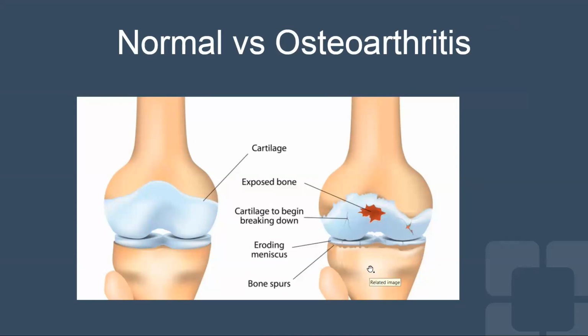Okay, so this is just a normal versus an osteoarthritic knee. On the right side, you can see this cartilage breakdown, and when this breaks down, along with that eroding meniscus, you have one both on the inside and the outside of the knee. That joint tends to close down, and that's where you get the bone on bone. Down through here is a little bit of bone spurring.